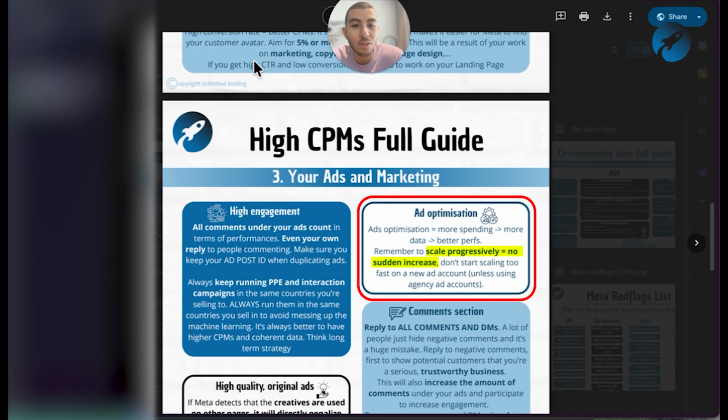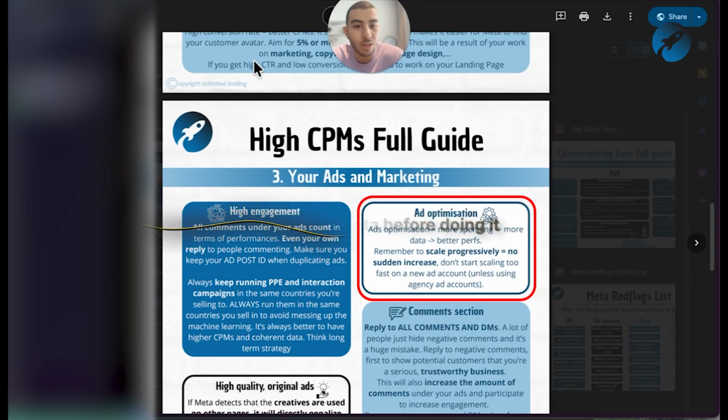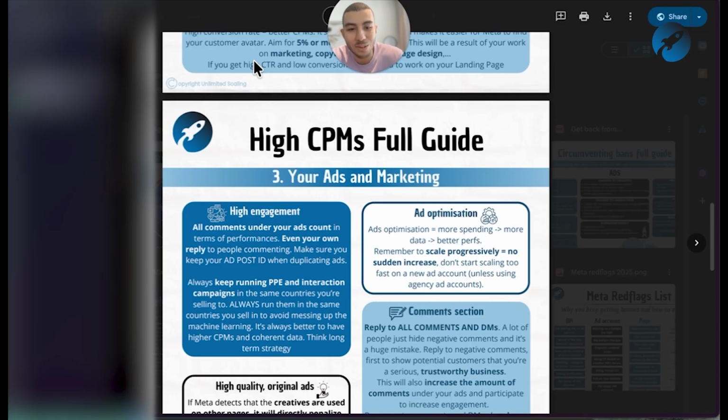So I think it's okay to scale, but it's important to send some positive signs to Meta before doing it. But obviously if you scale too quickly and you're really trying to abuse the system, then you might have some ads not spending anymore, or some ads getting rejected, and then the system not working as you want. So it's really important to see this as playing on the long run in terms of spending, so you don't mess up your relationship with Meta.